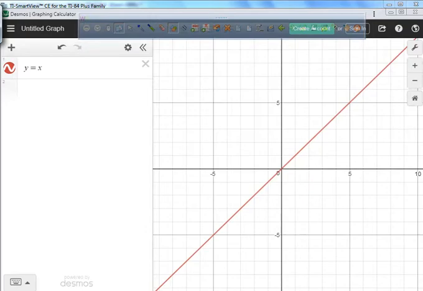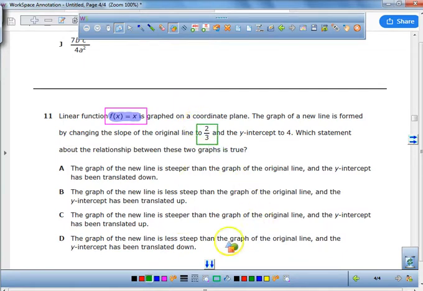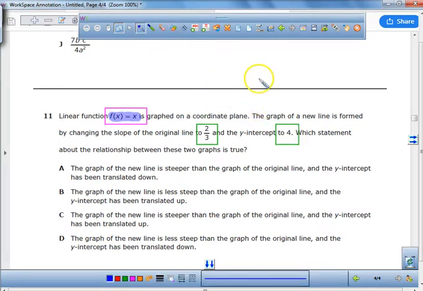All right? See what the problem says. The problem says the graph of a new line is formed by changing the slope to 2/3. We're changing the slope to 2/3. And what are we changing the y-intercept to? 4. All right, so do you guys remember slope-intercept form? Yeah, that's it. Y equals mx plus b. Good. Y equals mx plus b.